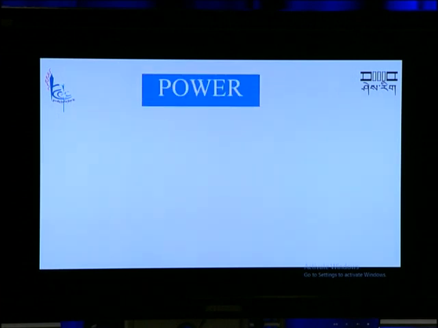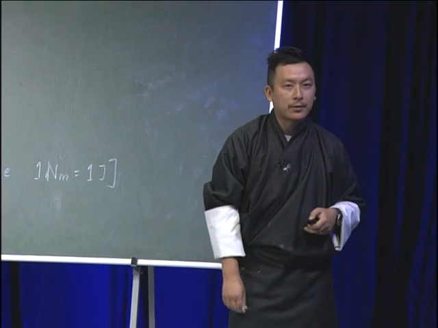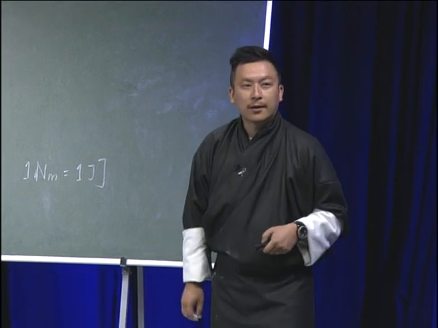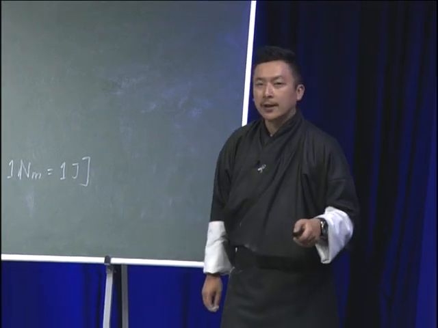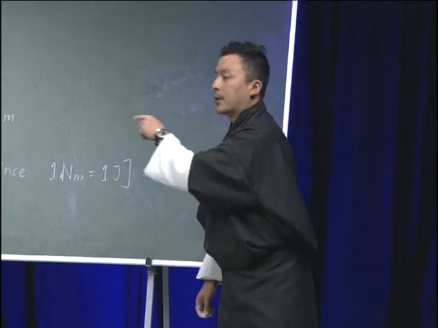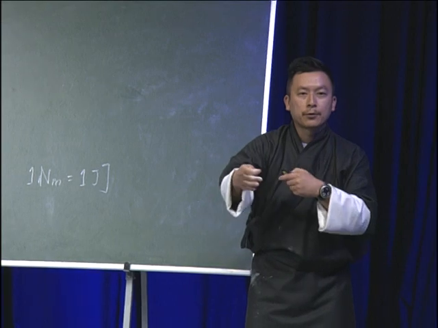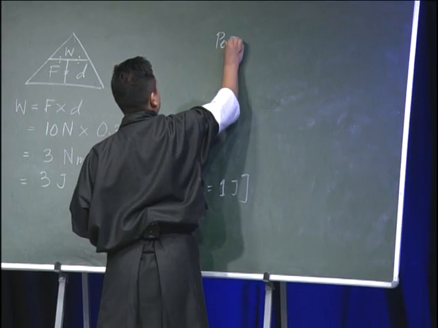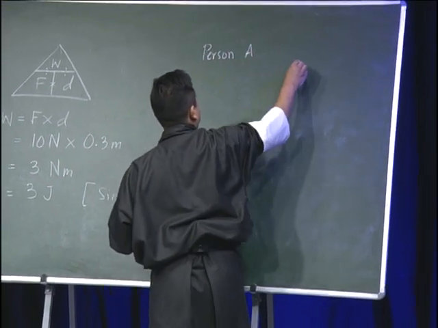Now moving on to power. What comes to your mind when you see this word power? The superheroes. So let's see, how do we define power in science? Power is the rate of doing work. How fast you do a given work is power. So let's take an example. Say there are two persons, person A and person B.